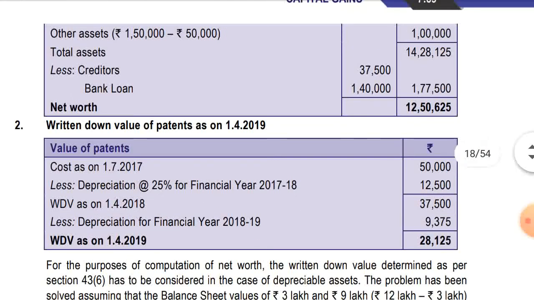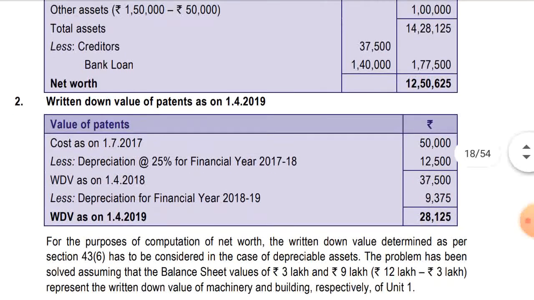WDV, written down value of the patent as on 1st April 2019. Cost as on 1st July 2017 was 50,000. As it was used for more than 180 days, 25% whole year depreciation will be charged for the year 17-18. Depreciation at the rate of 25% for the financial year 17-18 will be 12,500. WDV is 37,500. Then depreciation for the year 18-19 at 25% comes to 9,375. And WDV of the block on 1st April 2019 comes to 28,125.